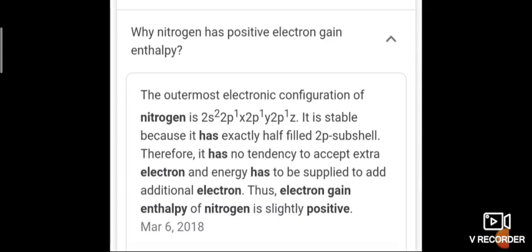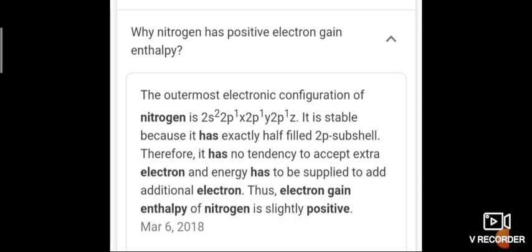If you arrange in decreasing order of negative electron gain enthalpy: sulfur, selenium, tellurium, polonium, then oxygen. In group 17, chlorine has more negative electron gain enthalpy than fluorine, because fluorine is small in size. So accepting an electron is easier for chlorine than fluorine. So the order of negative electron gain enthalpy is chlorine, fluorine, bromine, iodine and astatine.